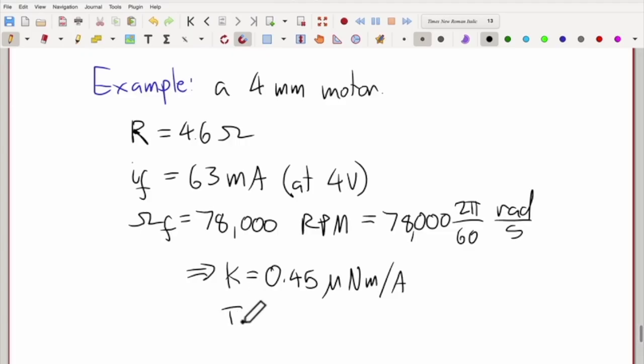And we can also calculate this Coulomb drag friction on the bearings, and that turns out to be a very small quantity, but relevant nonetheless: 2.8 times 10 to the minus 8 Newton meters.